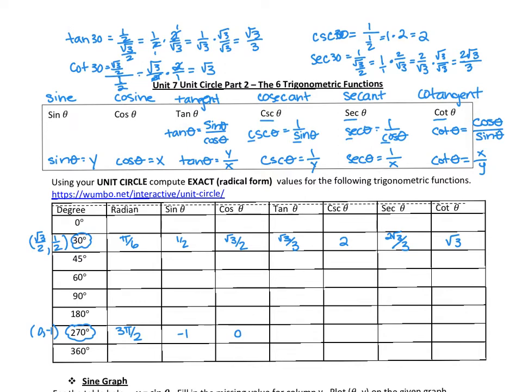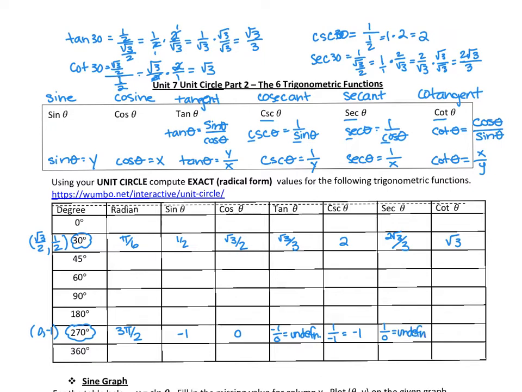My tangent is equal to my y value over my x value, so -1 divided by 0, which is undefined. We cannot divide by 0. My cosecant is 1 over my y value, which is 1 over -1. 1 divided by -1 is -1. Secant theta is 1 over my x-coordinate, so that's 1 over 0, which again is undefined.